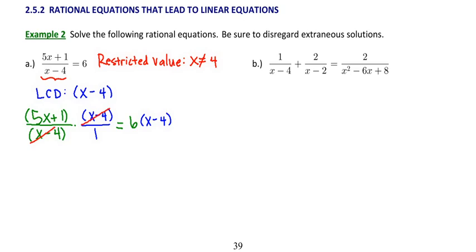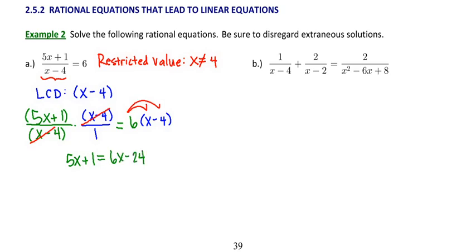Once we've multiplied through by the lowest common denominator, notice the benefit is that the denominator on the left side cancels. What remains is just the expression 5x plus 1. Since it doesn't have any other factors, I can go ahead and drop parentheses there. And let's be efficient on the right side and go ahead and distribute our 6. So we end up with 6x minus 24.